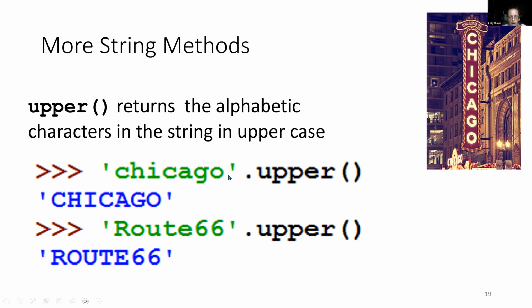So here we have Chicago dot upper, and we get back Chicago all in capital letters, just like the sign in Chicago. And here we have Route 66 with one cap, a bunch of lowercase, and also some digits. What's it going to do? It will leave the non-alphabetic characters untouched, and it will capitalize all of the alphabetic characters. So here we see it has converted the route into capitals.